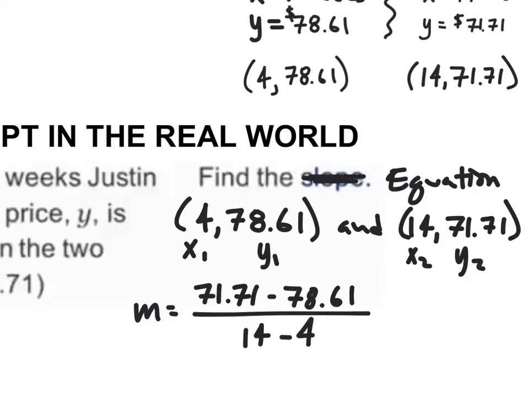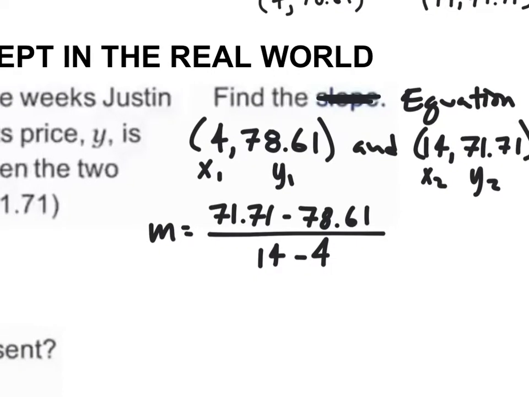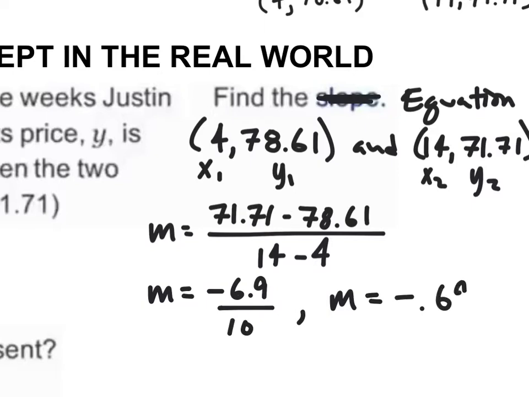So here's what we're going to get. Let me put this in the calculator. 71.71 minus 78.61 gives us negative 6.9. So m is going to equal negative 6.9, and then we're going to divide that by 10. If I take that number and divide it by 10, that gives me that my slope, m, is equal to negative 0.69. Now let's think about what this means.